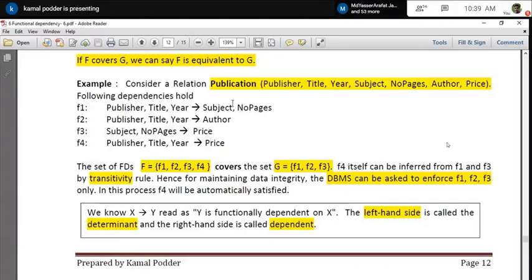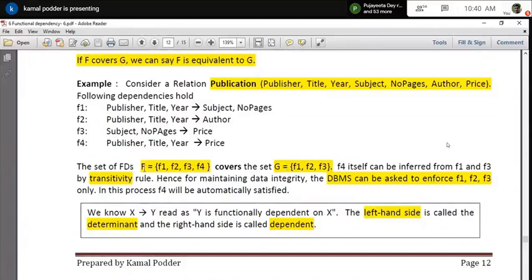Mind you, it is not that there is any rule. From your domain knowledge, and by talking to the user, you try to understand why price is varying. Then naturally you find that if subject and number of pages are different, price is also different. In this way you are trying to find out the dependencies. I have found these four. Now I can say what the set of functional dependencies is: F is F1, F2, F3, F4. That means it is given.